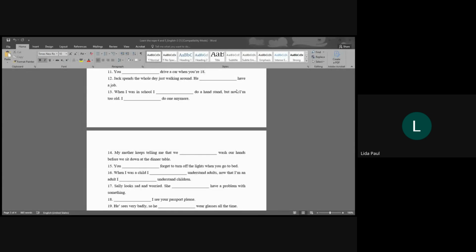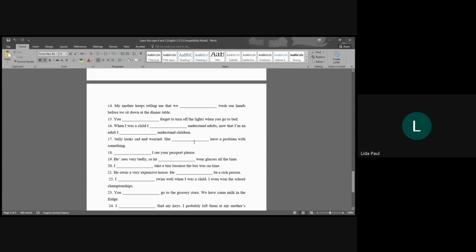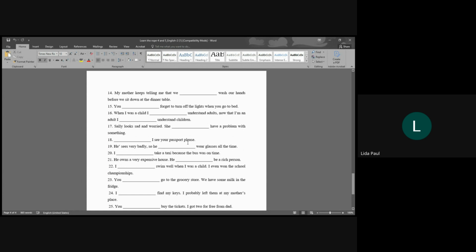Okay. When we finished this one, the next one is: my mother keeps telling me that we dash wash our hands before we sit down at the dinner table. My mother keeps telling me that we dash wash our hands before we sit down at the dinner table. We must wash our hands. So necessity. This is a necessity situation. So must. The modal verb that we use to show necessity is must.